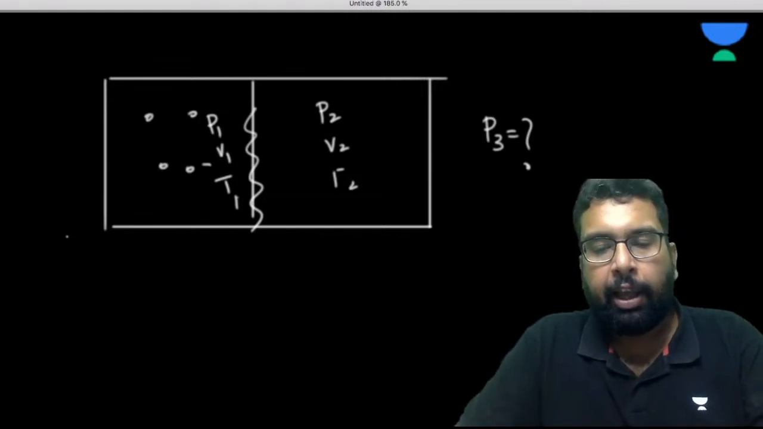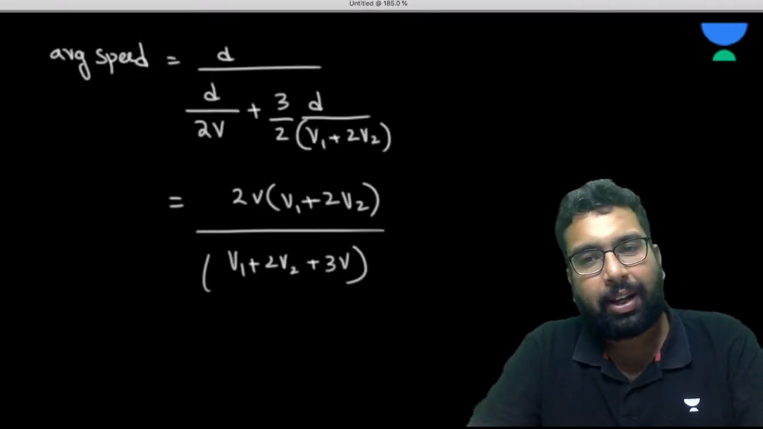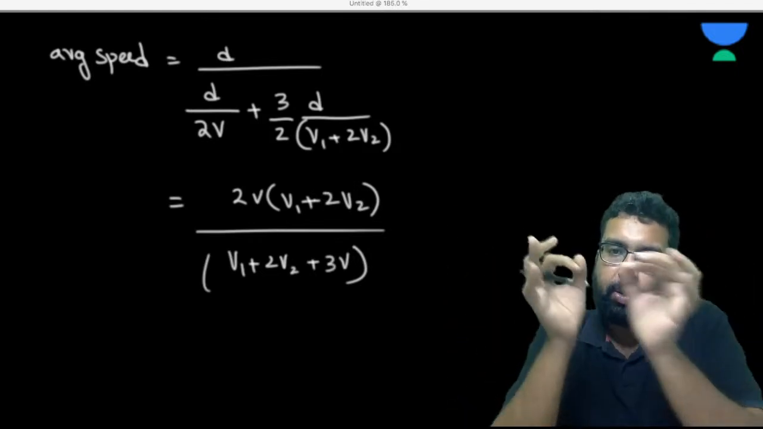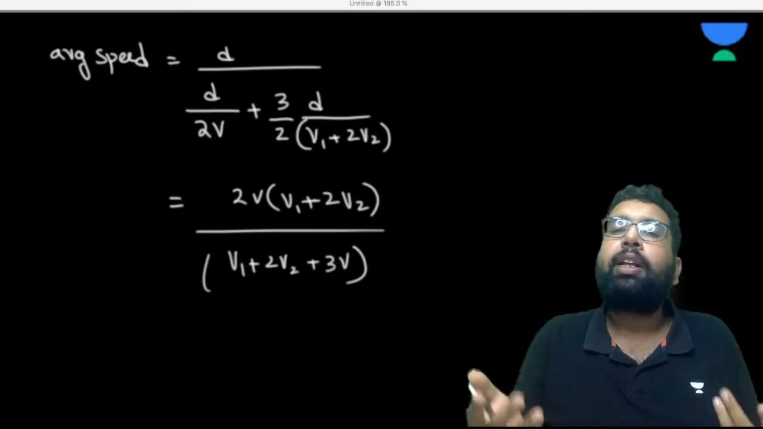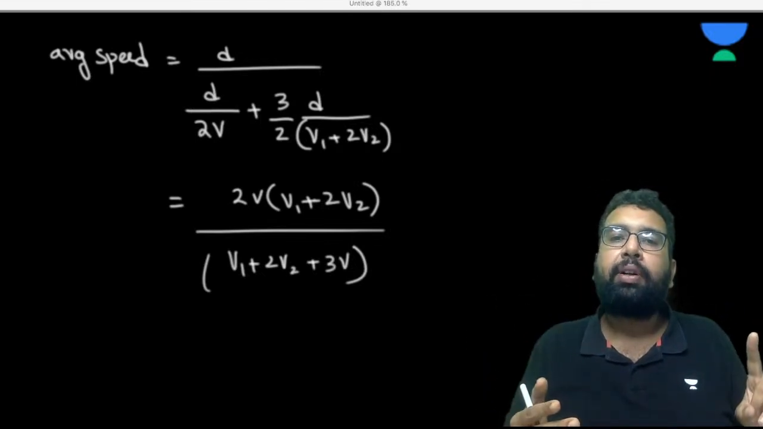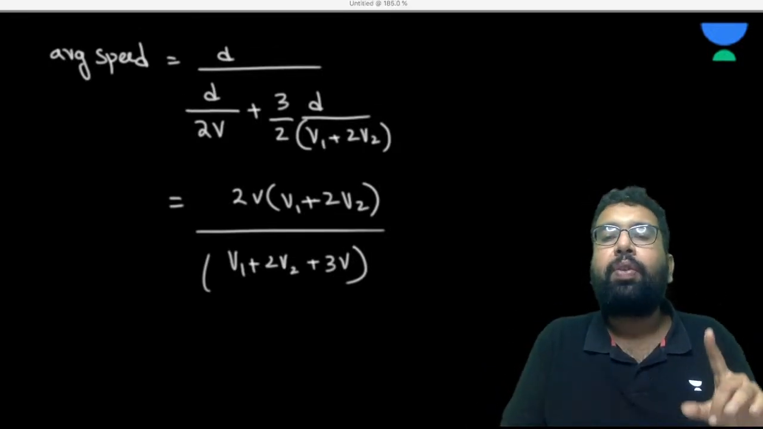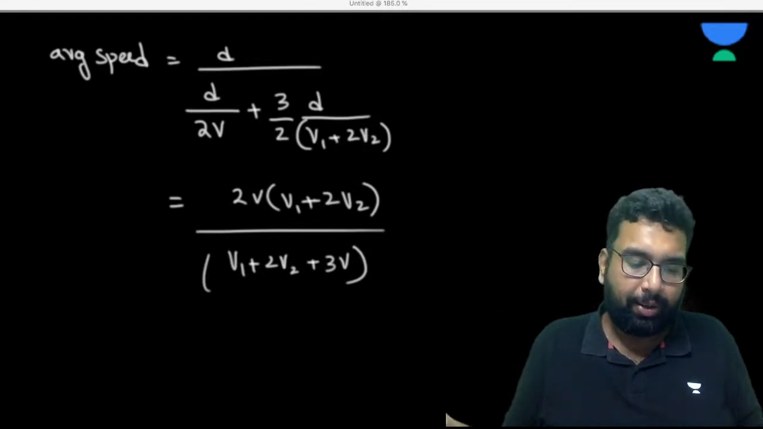Now see this thing, there is only one formula that we already know: speed is equal to distance upon time. So average speed is total distance upon total time. You have to see what the total distance is. Like, for example, if I say someone is moving at a velocity of v1 and v2 for equal time periods, the time period is equal, what is going to be the average speed?